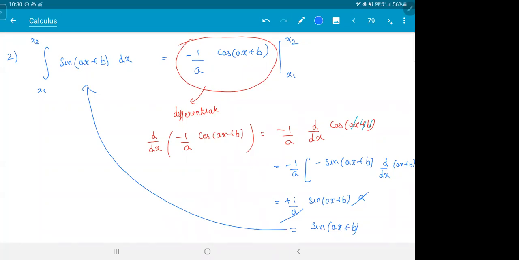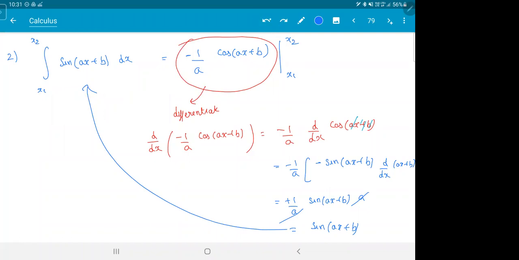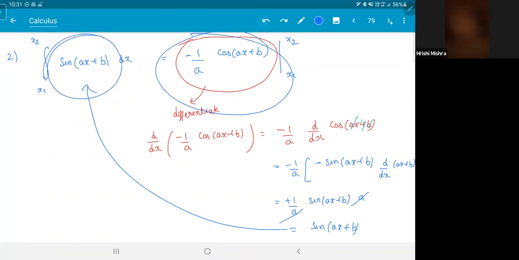This is what I was saying. The integration is nothing but antiderivative. So the question becomes like this. This is my answer. So the question is, what should I differentiate here so that I'll get this as my answer? You're getting how to think? You already know the answer. Now you're trying to ask the question, what should I differentiate here so that I'll get this as my answer?